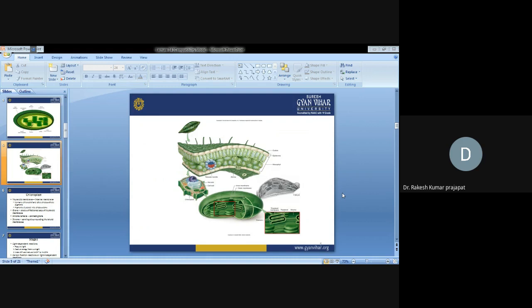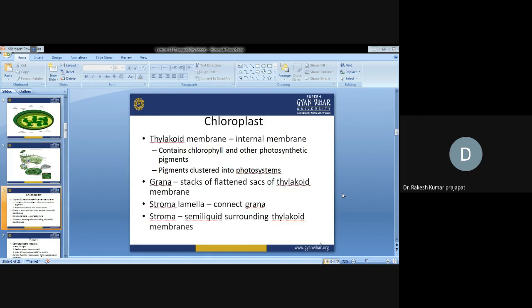Similarly, this is another picture of chloroplast. The chloroplast contains thylakoid membrane. The thylakoid membrane is an intermembrane that contains chlorophyll and other photosynthetic pigments, clustered into photosystems. So this thylakoid membrane contains different classes of pigments that capture the light. Grana are stacks of flattened sacs of thylakoid membranes. Stroma lamellae connect the two different grana. Stroma is a semi-liquid surrounding the thylakoid membrane.